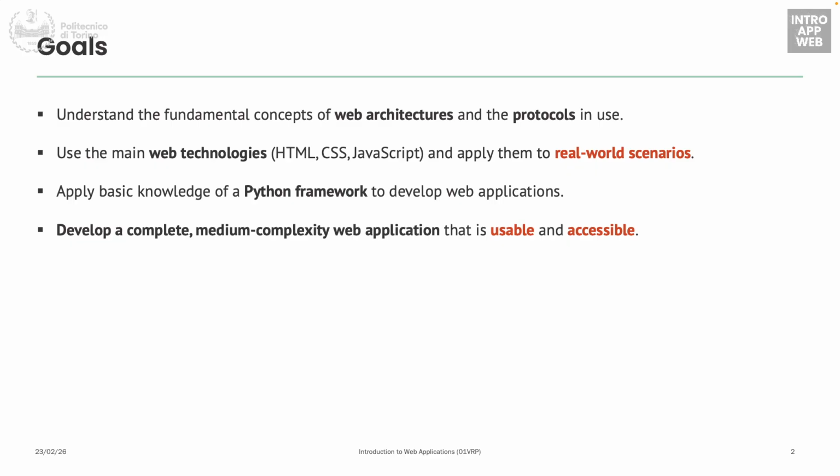Then we will use a Python framework that we will see later that is called Flask, and through that framework we will try to create a real application trying to emulate what the web server would be. And finally, I think it's the most important goal, or the one that I would like to emphasize more in this course, is to create a complete medium complexity web application that is usable, that is accessible, and well, that's the goals of this course.